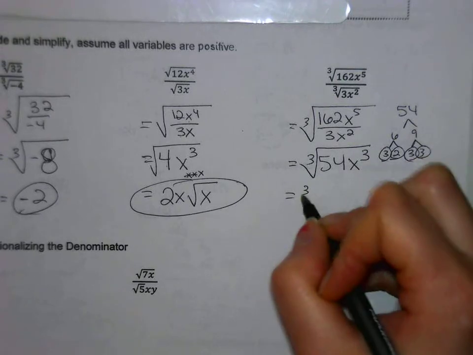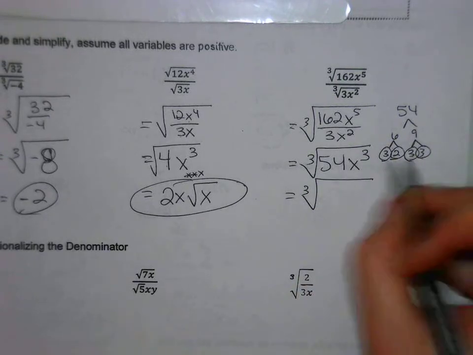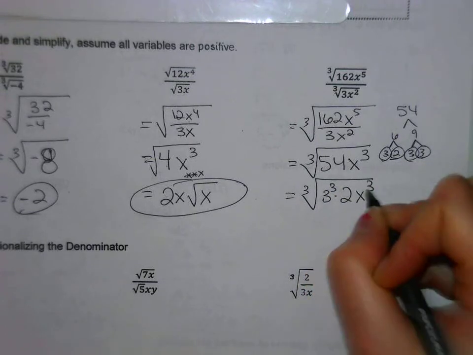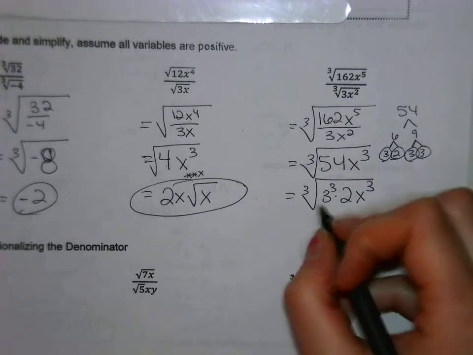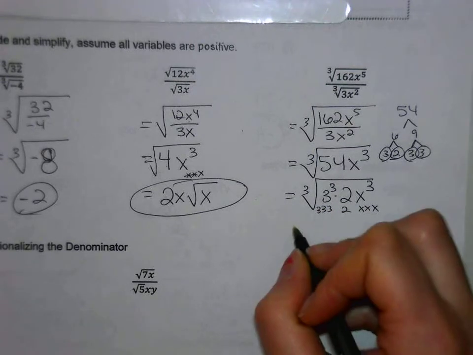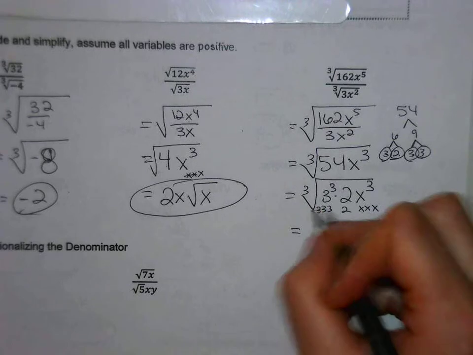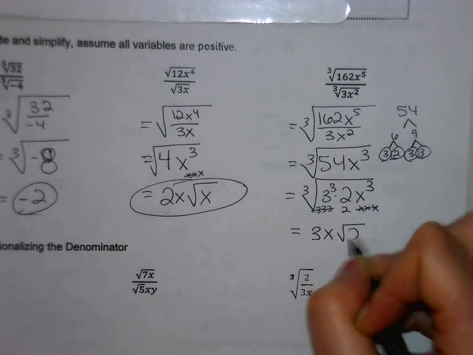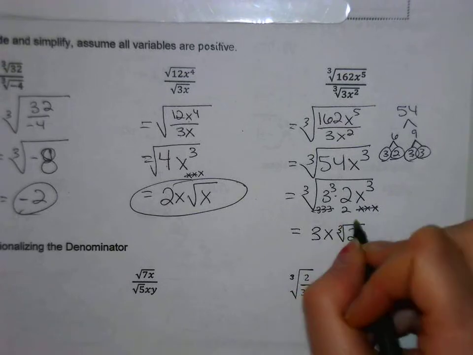So here we're left with the cube root of 1, 2, 3 3s, a 2, and x to the 3rd. So if we have three 3s, a 2, and three x's, we need groups of 3, so we have one group of 3s, one group of x's and the cube root of 2 left over.